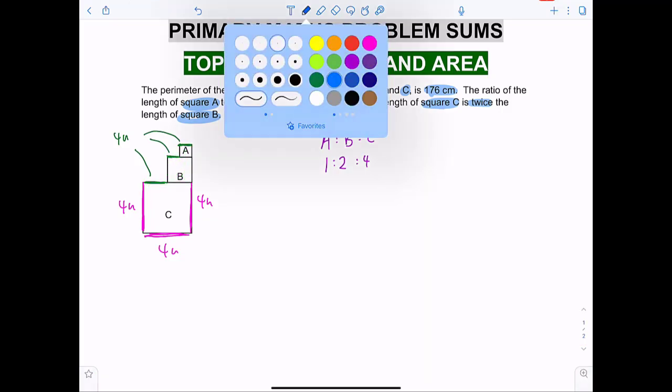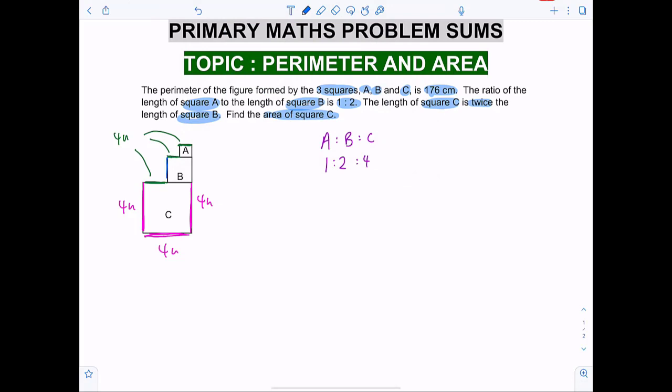Now don't forget, perimeter is whatever is on the outline. So outline means this blue has to be added as well. That will be 2 units for the square B's length. And this blue here, 1 unit. On the side, another 1 unit. And here, another 2 units.